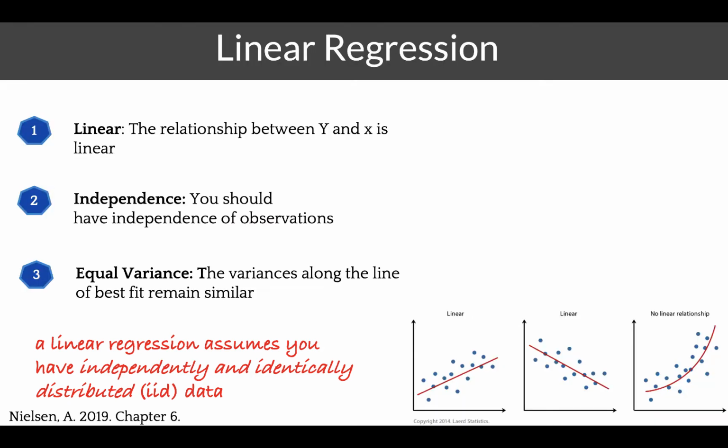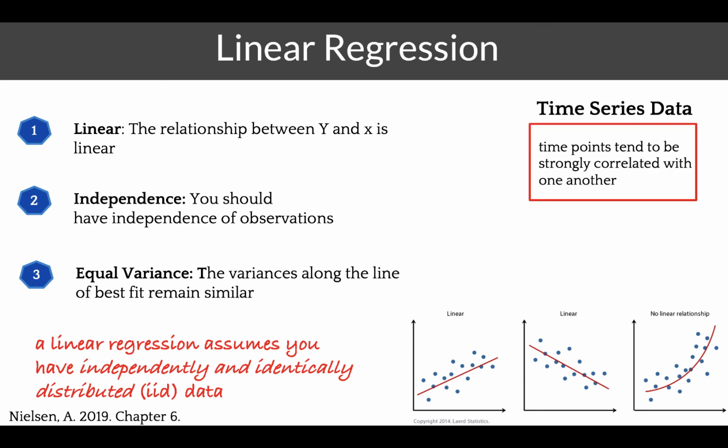Let's review a couple of assumptions that are important for time series data as well. First assumption, linear. The relation between y and x is linear. You can plot the dependent variable against your independent variable and then visually inspect the scatter plot to check for linearity. Assumption 2, independence. You should have independence of observations. Assumption 3, equal variance. At each value of x, the variance of y is the same.